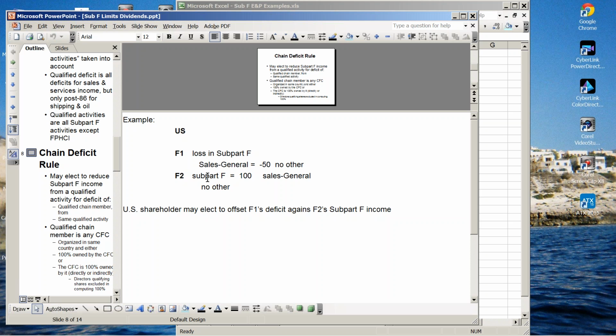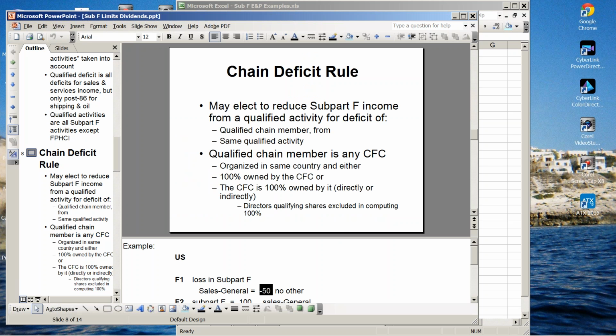This is at the election of the U.S. shareholder. So it doesn't happen automatically. And there are situations where you might not want for this to happen. So you get to choose. Once this deficit has been offset, once you've reduced the 100 of income for the 50 of loss, in future years you have to reverse that when there is income up here. And those rules can get pretty tricky, and we're not going to go into those.